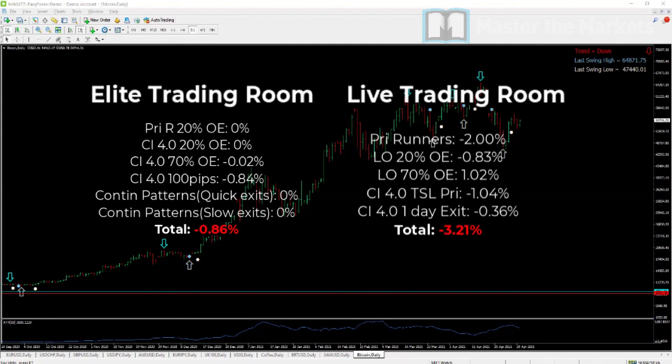The cash in 4.0 TSL primary strategy, a minus 1.04% loss, and the cash in 1 day exit is a minus 0.36% loss. So the total for the live trading room gives us a minus 3.21% loss. Across both rooms, we have the elite room at minus 0.86% and the live trading room at minus 3.21%, which gives us a total of minus 4.07% for this week. And that's concluding this week's market update.